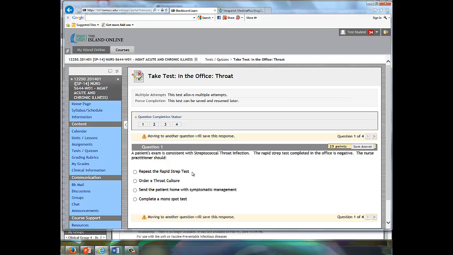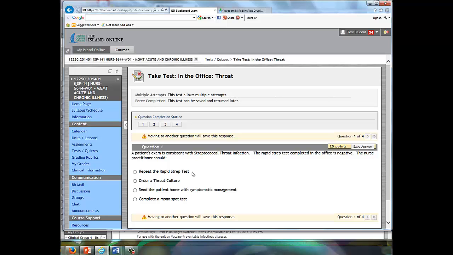I don't know what would change, but look at those specificities or sensitivities on those tests and read the box when you're in the office, and some of them are as low as 65%. So, you're only going to get what you're going to get with that sensitivity. You can order a throat culture. That sounds pretty good. Send the patient home with symptomatic management.